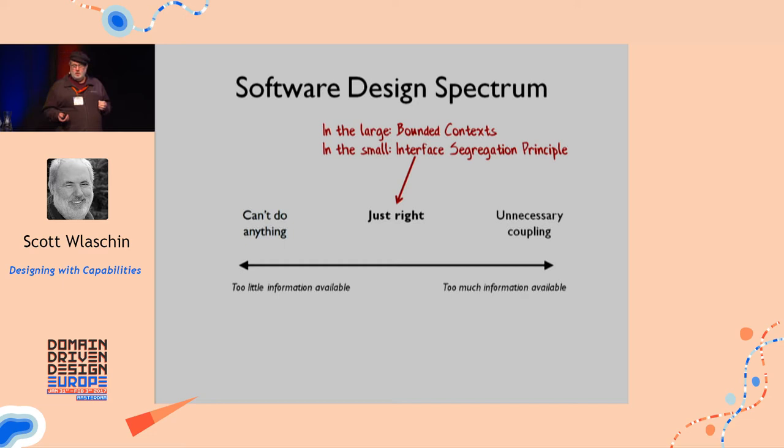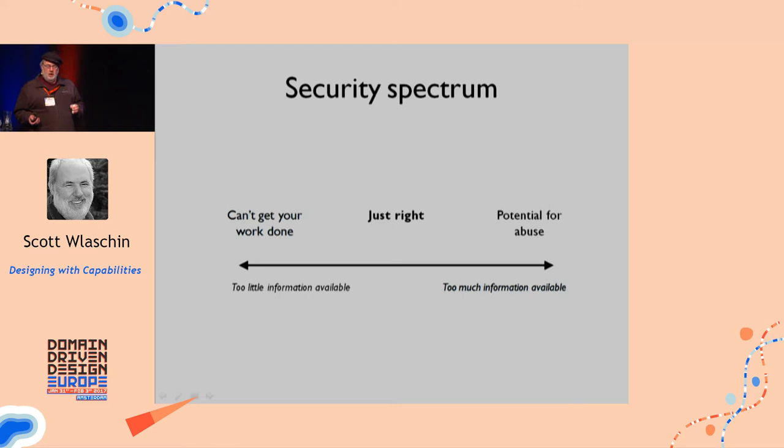So let's look at what the security people do. The security people have exactly the same spectrum. If you don't have enough information, you can't get anything done. If you have too much information, there's a potential for abuse. So the security people don't care about, you know, information hiding. They care about, is someone going to read every record in the database? Are they going to do bad things?